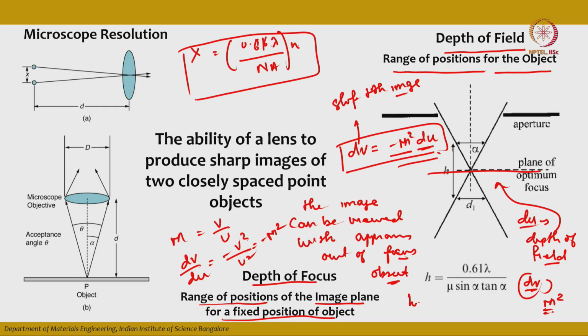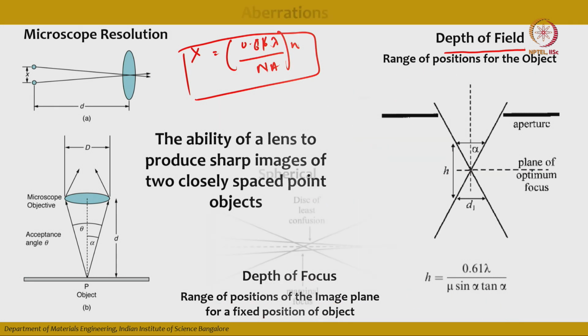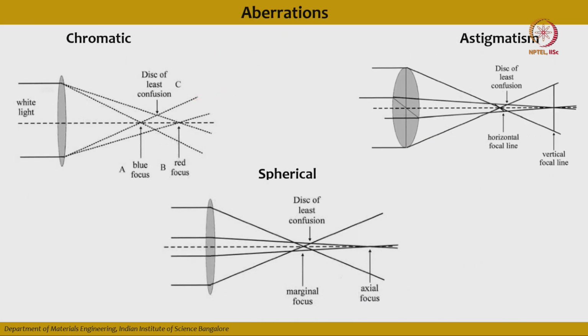So it means that at higher magnification the depth of focus is large, okay. So this is called depth of focus. Now we have gone through the basics related to depth of field and depth of focus, and these are very important terms when you are using a microscope to see that your image is sharp enough, correct. Now, next we will talk about the aberrations.